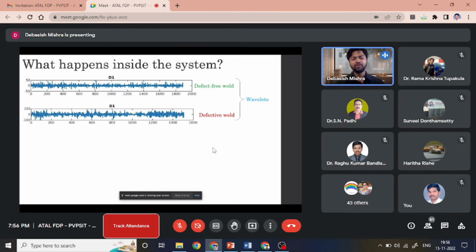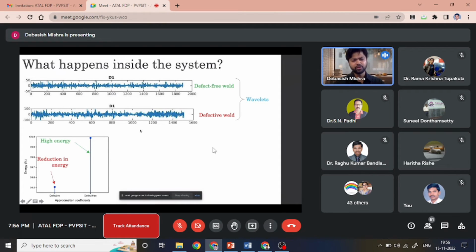And we mostly took information from the detail, because when a defective thing occurs in the process, we always had this idea that it is a fast changing thing. And here also we can see that for the defective versus the defect free weld, the coefficients have larger variations with respect to these two welding conditions.